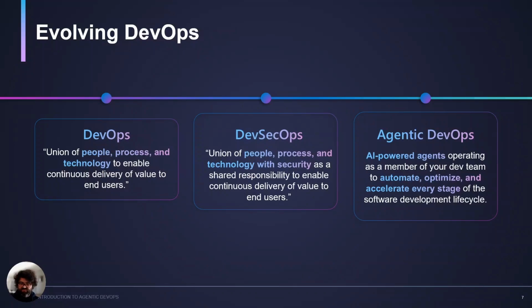And a shift left is a term which is commonly used. We want to catch security issues as early as possible in the software development lifecycle. And now we're at the age of Agentic DevOps, where we bring in AI-powered agents operating as a member of your dev team to automate and accelerate every stage of the software development lifecycle.